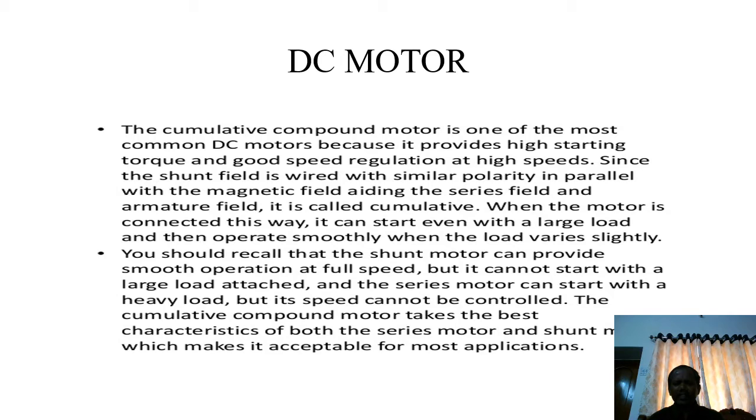When the motor is connected this way, it can start even with a large load and then operate smoothly when the load varies slightly. The shunt motor can provide smooth operation at full speed, but it cannot start with a large load attached. The series motor can start with a heavy load, but its speed cannot be controlled. The cumulative compound motor takes the best characteristics of both the series motor and shunt motor, which makes it acceptable for most applications.